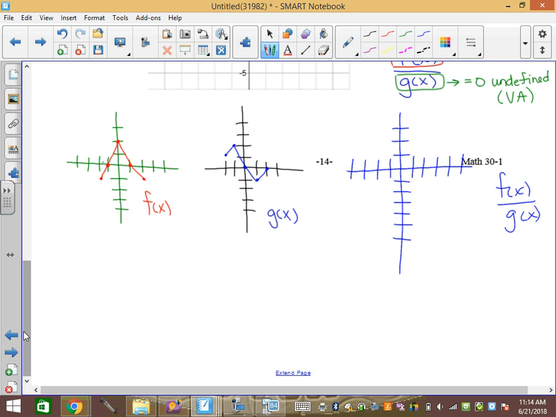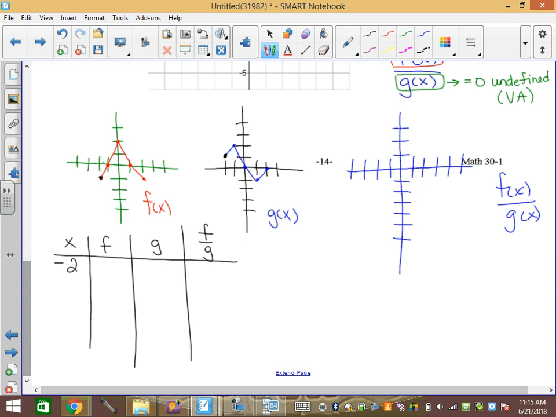Okay, so my first point here on f is negative 2 and negative 1. So I have to go to here, negative 2 and positive 1. So I have negative 2, f, g, f divided by g. This is my x. So my f at negative 2 is negative 1. My g at negative 2 is positive 1. So I'm going to do negative 1 divided by 1, which is negative 1. So my new coordinate is negative 2 and negative 1.